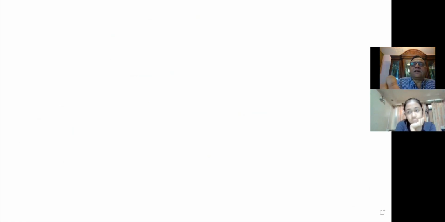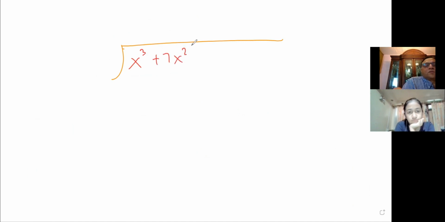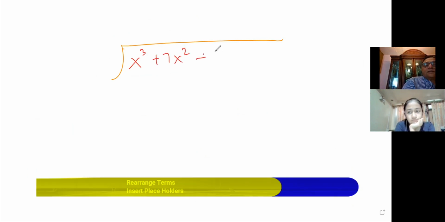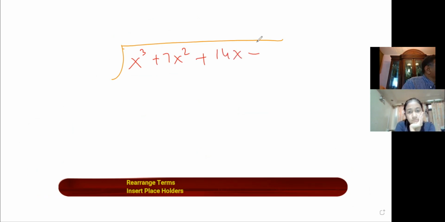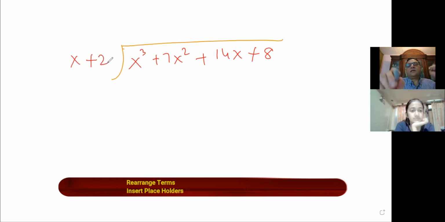Okay, so another example. Let me copy from grade 12 book, right? So I'm actually copying questions from grade 12 book. Now this time, the question here is x cubed plus 7x squared plus 14x plus 8. And we are going to divide this by x plus 2. Is it okay? Yes. Now tell me, how are you going to divide this?